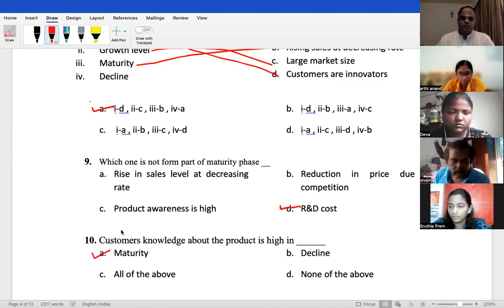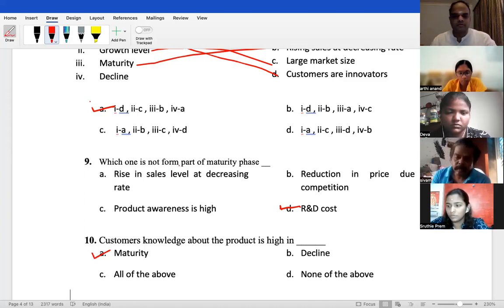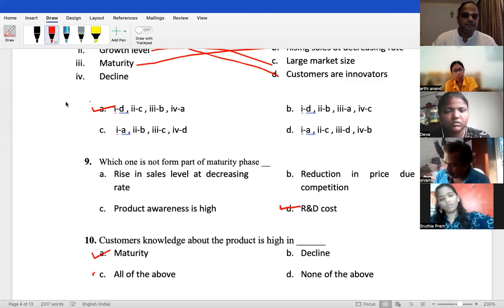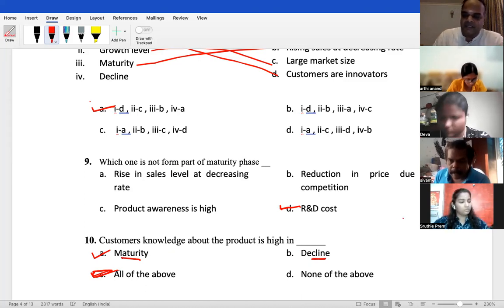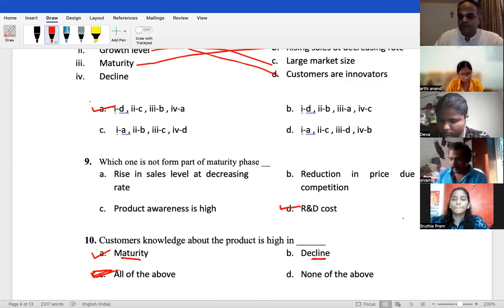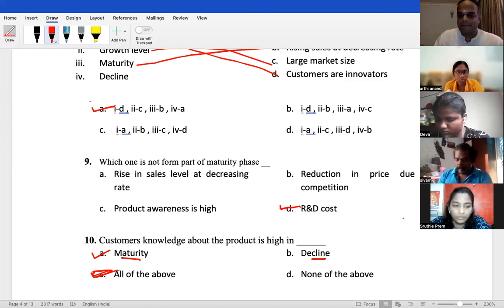In maturity stages the knowledge is there, and in decline also they will have the knowledge, no? Yes or no, Varna? Therefore, maturity and decline may be the correct answer. So, all of the above is the correct answer, because in the maturity stage itself they are having knowledge, and definitely they are having knowledge in the decline stage too. Am I right? Okay. Yes, sir.